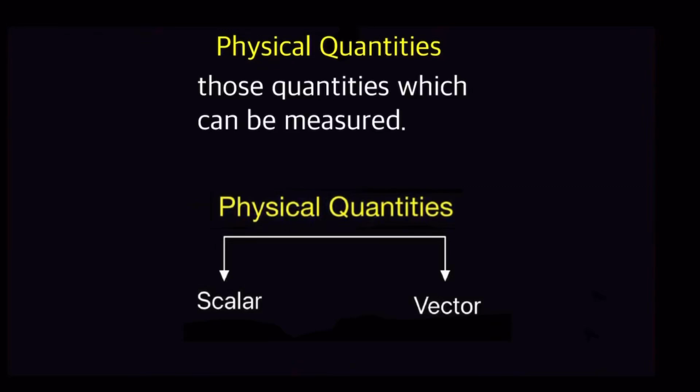What is a physical quantity? Physical quantities are those quantities which can be measured. Physical quantities can be further differentiated into two parts. First one is scalar and second one is vector.